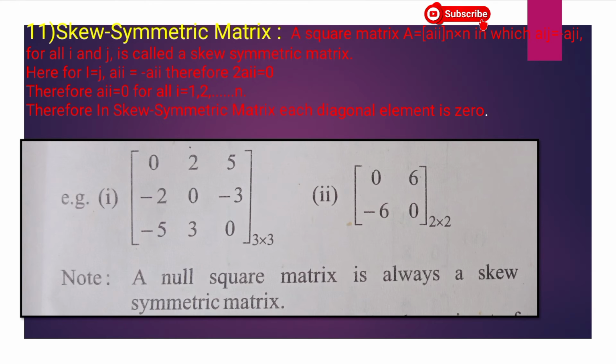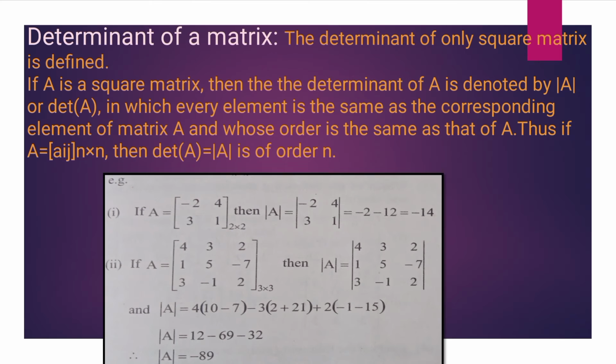Now this is the example, and the note is given that a null square matrix is always a skew symmetric matrix. Now what is the determinant of a matrix? The determinant of only a square matrix is defined. If A is a square matrix, then the determinant of A is denoted by mod A, or determinant of A, in which every element is the same as the corresponding element of matrix A, and whose order is the same as that of A.